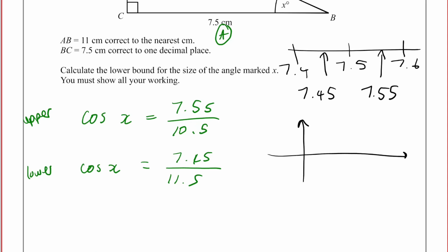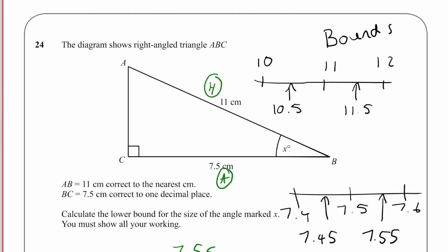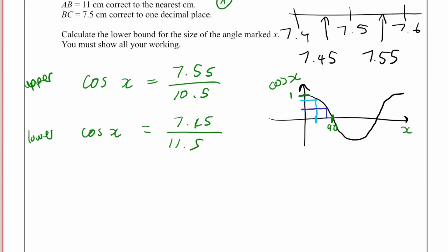because the cos graph is shaped like this. So this is 90 degrees here. This is cos x, and this is the angle. So if cos x is bigger, it gives us a smaller angle than if cos x is smaller, in the range 0 to 90 degrees. So it's actually the biggest cos x that is going to give us the smallest angle.